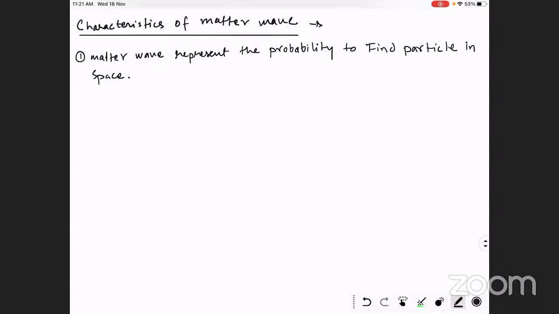Because the particle is moving in the form of a wave. The particle is not moving in a straight line. That's why with the help of matter wave, you can predict the position of a particular particle in space.